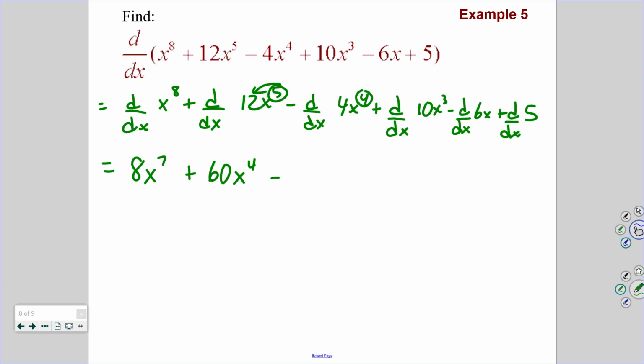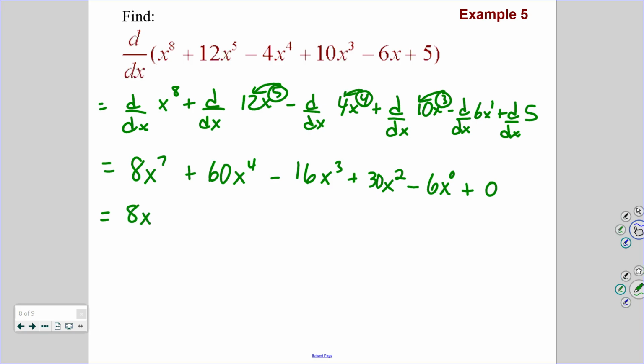4 times 4 would give me 16, and then subtract 1 from the power, that would be x to the 3rd. The next one, 3 times 10 is 30, and then x to the 2nd power. This is like x to the 1st. 1 times 6 is 6, x to the 0. And then we have the derivative of a constant function. If you recall, the derivative of a constant function is 0.